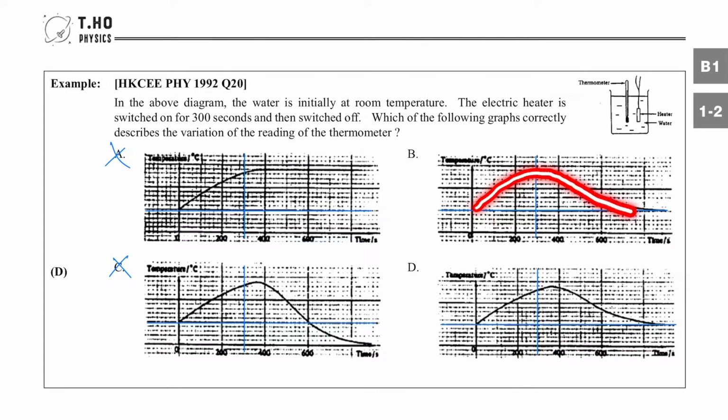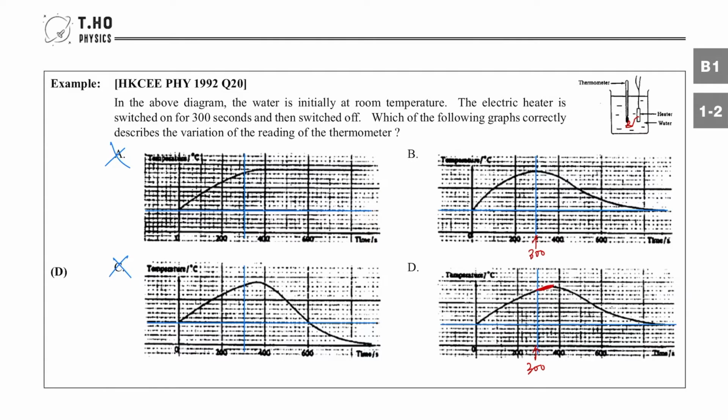So B and D both go back to the original room temperature after the heater is switched off, so this is physical. So let's see whether B or D should be the answer. By considering one more thing, we know that at t equals 300, the heater is turned off. Right at the moment when the heater is turned off, the heater is still hot. So when the heater is still hot, the heat would still be transferred to the water for a while. Therefore, the water temperature after switching off the heater should still rise for a little bit.